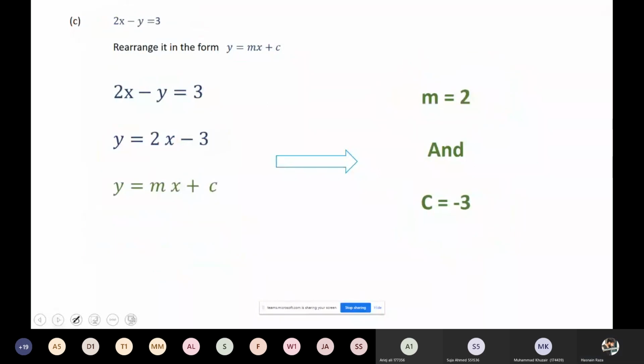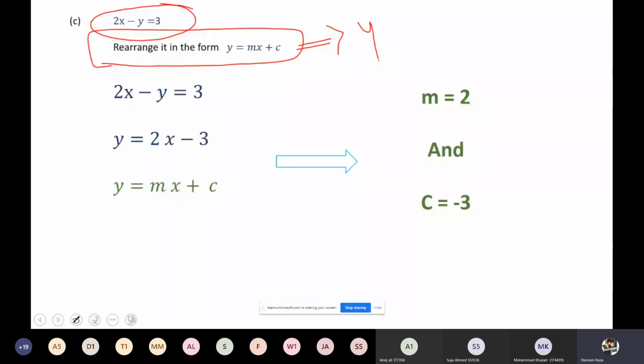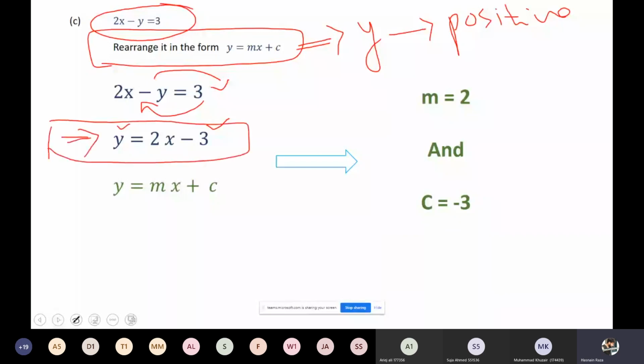Part C. It is 2x minus y equals to 3. Beta, remember one thing: making y as the subject also means that y must be kept positive. So what I have seen here, y is negative. So to make y positive, I'll have to move minus y over there. And because we have to make y the subject, we'll move this 3 over there. So 3 went there, negative y went there, plus 2x stays in its place. So now we have made y as the subject.